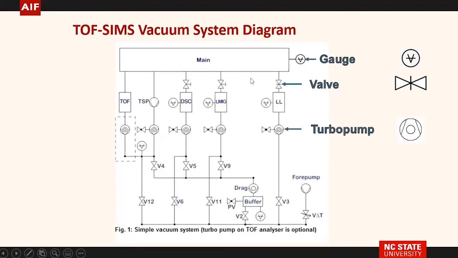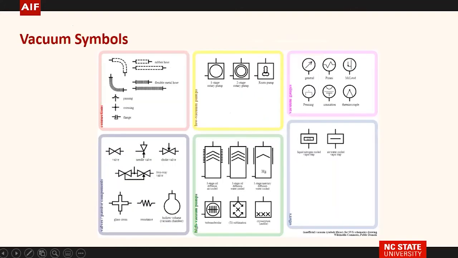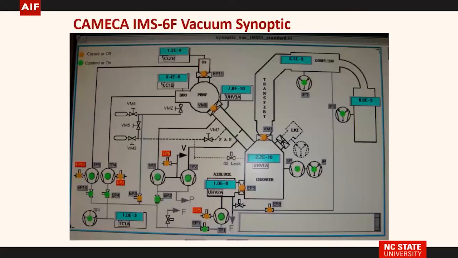Something you should be familiar with is a vacuum system diagram. And this is the one on our time of flight SIMS. And you'll see different symbols. This one is a gauge. There's a turbo pump or symbol for a pump. That's a valve. And it's a map that shows you how the vacuum system's connected. You can look up online and look at all these different symbols. They're cute, it's a lot of fun to draw them. And the point is that you understand how your vacuum system is set up.